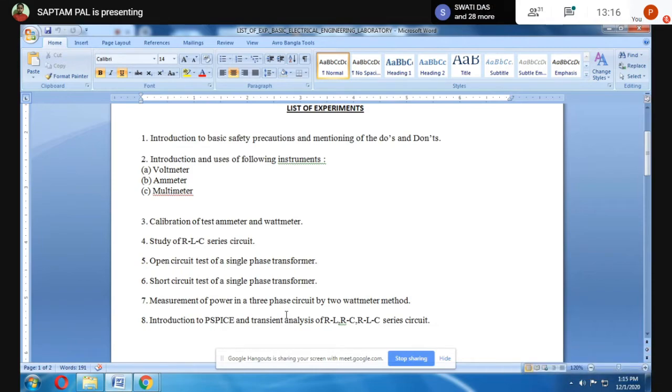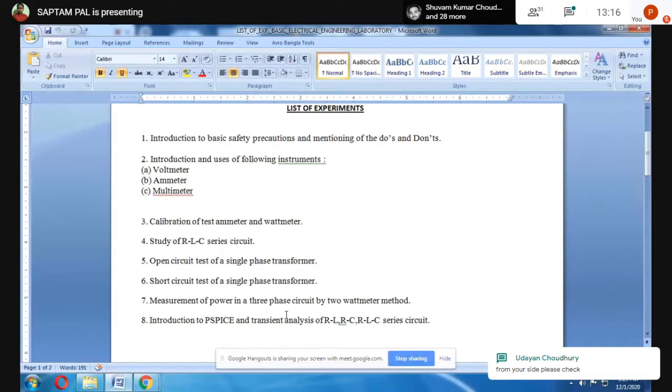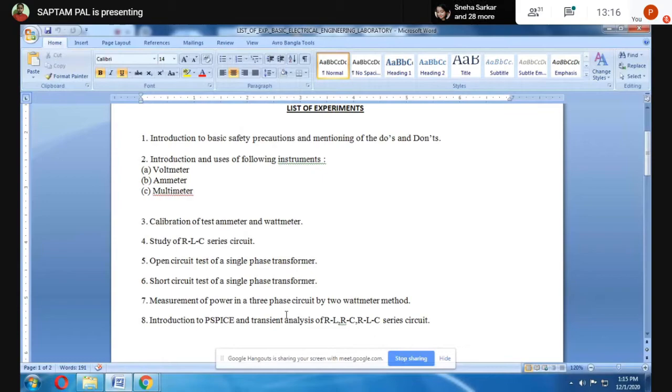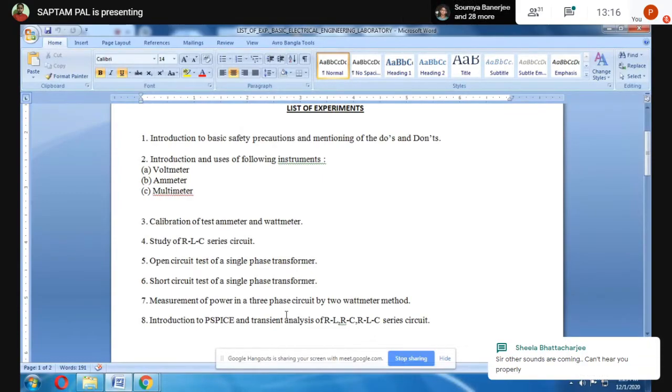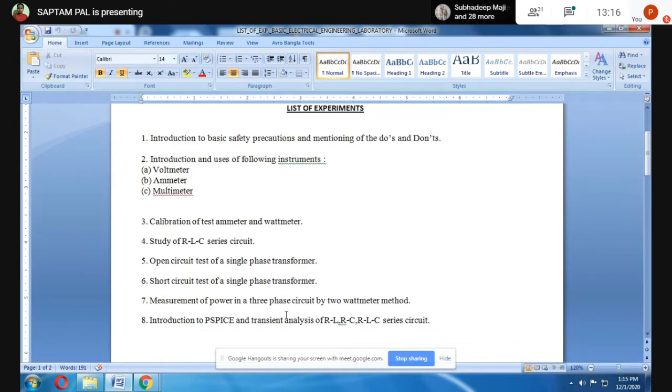The second one, we will start from the second one, the introduction and use of the following instruments. First, voltmeter. You all have drawn and used a voltmeter in your 11-12 lab, I think. Some of you did, some of you didn't. So we will do all the labs in virtual class. The voltmeter we use to measure the voltage.